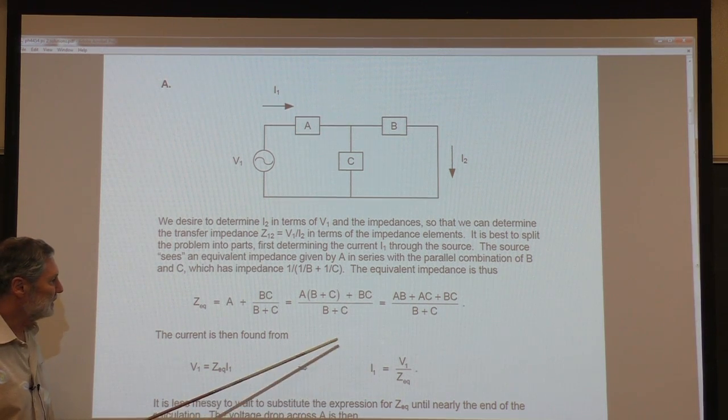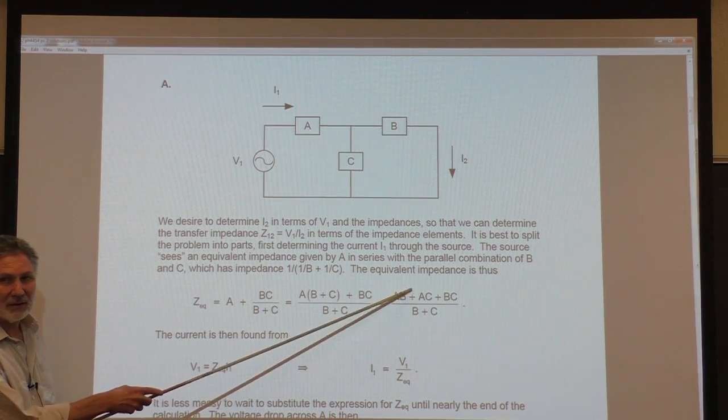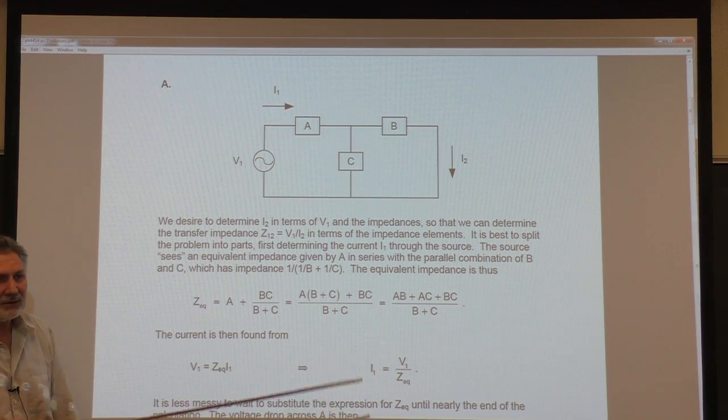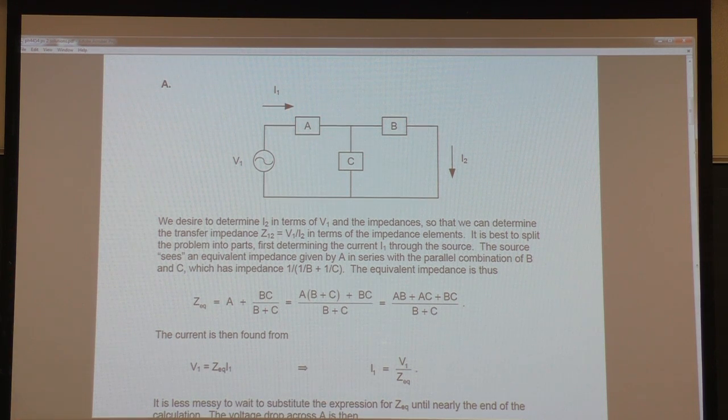Now it's tempting to substitute in ZEQ here, but we have to carry it along the whole calculation. It's better not to do it. It's better to wait until the end. So let's just leave it like that.